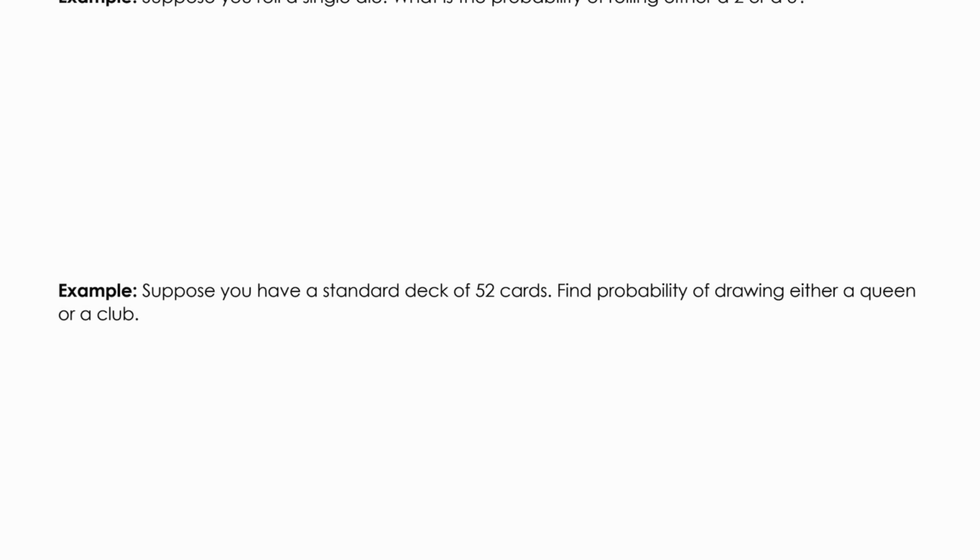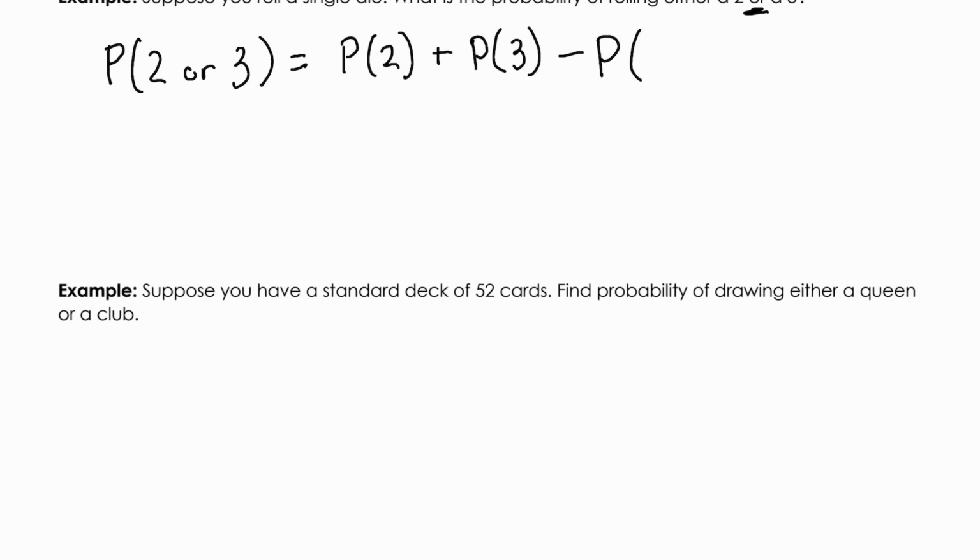Okay, the next example. Suppose you roll a single die. What is the probability of rolling either a 2 or a 3? So now we're getting into or statements. I want to find the probability of getting a 2 or getting a 3. The question is, with or statements, are the events mutually exclusive? Is there going to be any overlap that we need to worry about subtracting? So with or statements, we want to find the probability of 2, the probability of getting a 3, and subtract any overlap. So that would be the probability of getting a 2 and a 3.